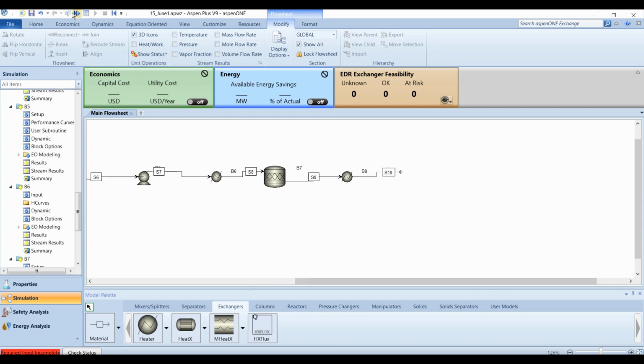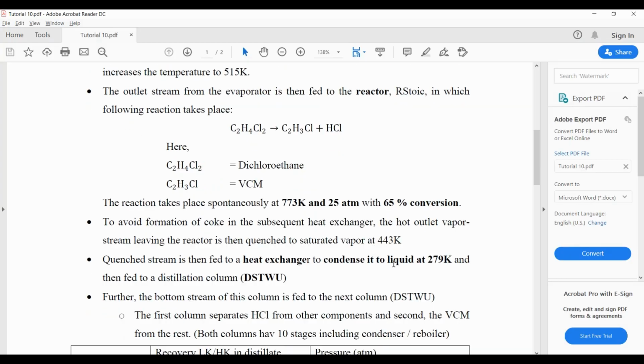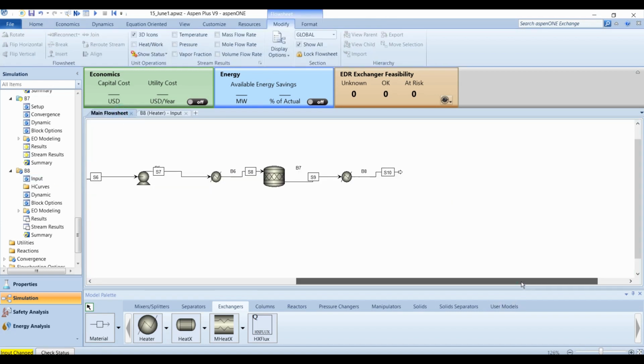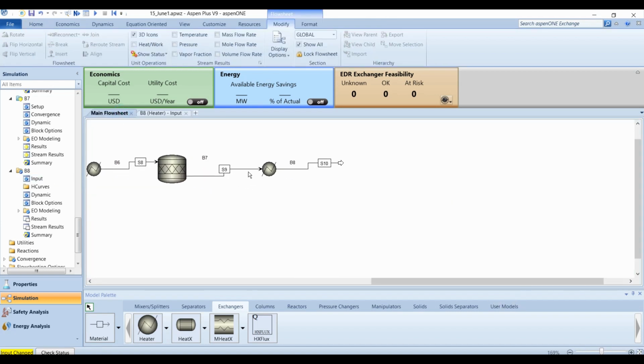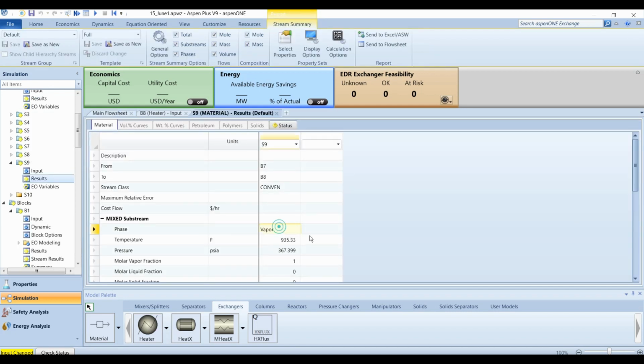Okay, I will click on next. The temperature we know, which is given as 443 Kelvin, and vapor fraction is saturated vapor, so it's 1. You can understand that the stream going to this heater is a superheated vapor. We can see it's vapor, and temperature and pressure are very high. We'll run it.